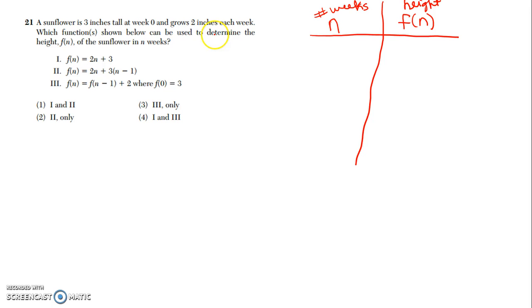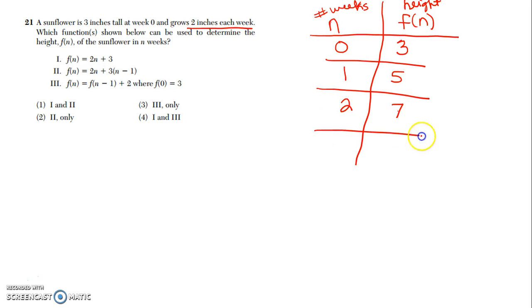And they just give us some information. They say at week 0, it's already 3 inches. So you bought the plant, it was already 3 inches tall. Then it grows 2 inches each week. So after a week, it grows 2 inches, you're now up to 5. After 2 weeks, 2 more inches, now you're up to 7. After 3 weeks, 7 and 2, now you're up to 9 inches. So what we really want to figure out is which function, if I plugged in 0, 1, 2, 3, could come up with the height after n weeks.